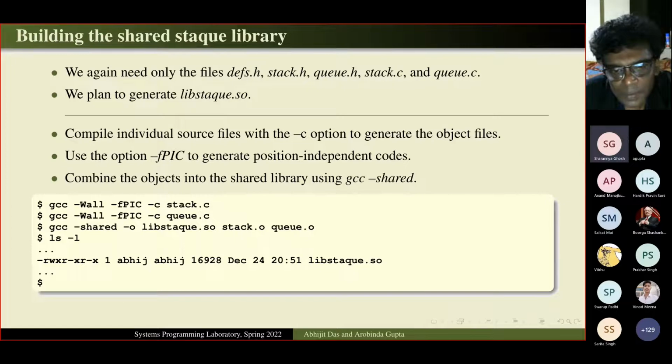Sir, please explain PIC. No, I meant what is this position independent? I don't understand. The point is that these objects, stack.o and queue.o, are relocated somewhere.